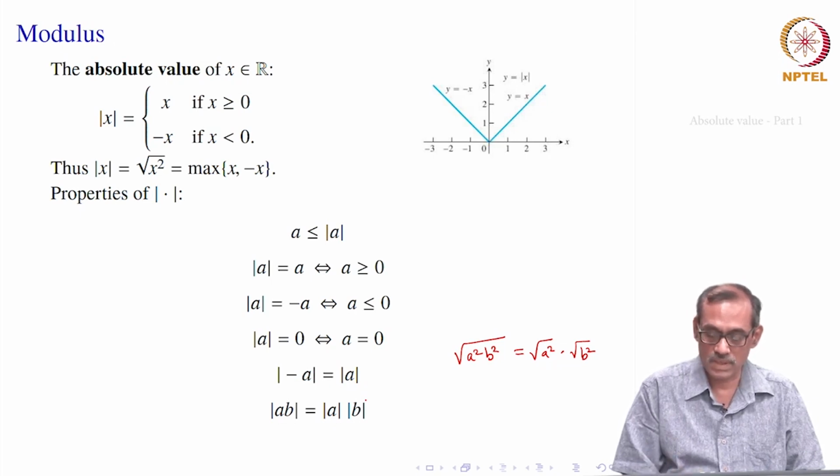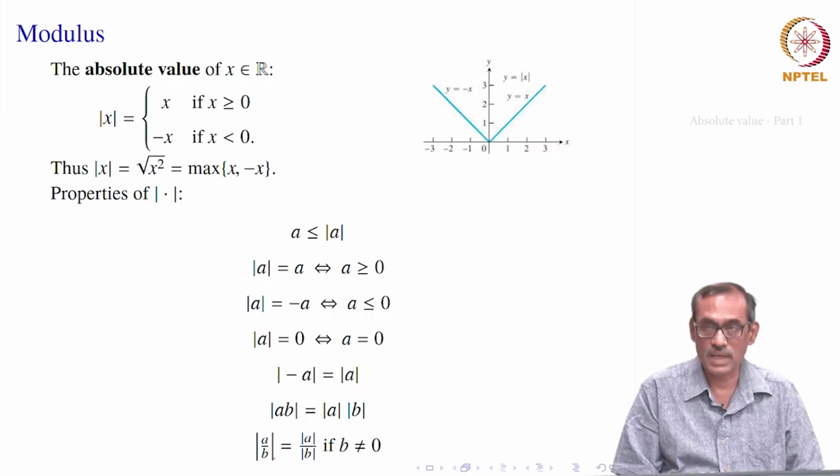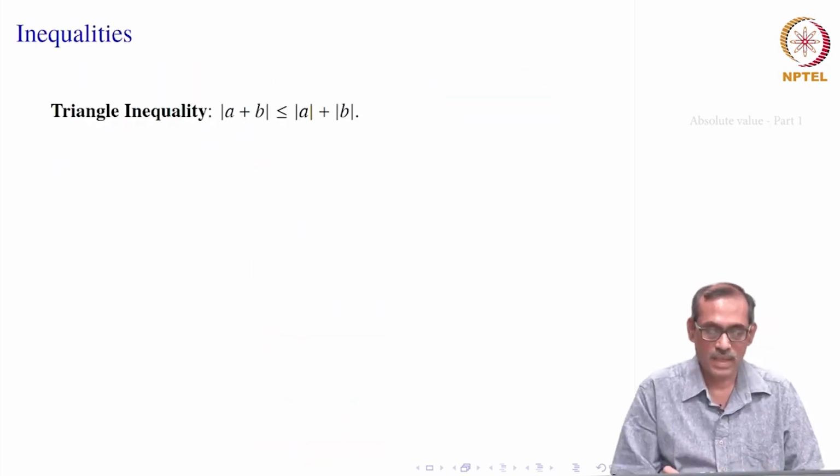And if it happens for this multiplication, instead of B, had I taken 1 by B, where B is non-zero, then I would arrive at mod of A by B equal to mod A divided by mod B if B is non-zero. So, these are very easy properties, but they are important and they will be used most often without saying that these properties hold. They will be used implicitly. So, that means we should be getting very familiar with them.